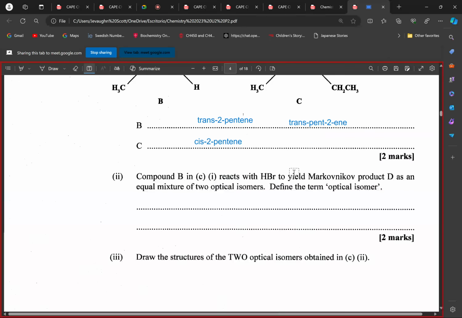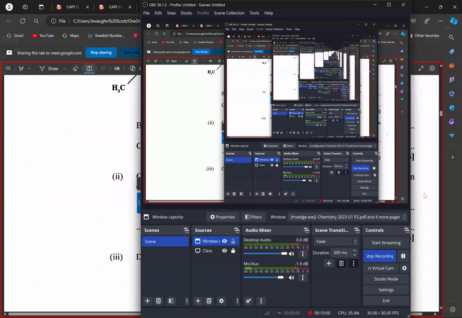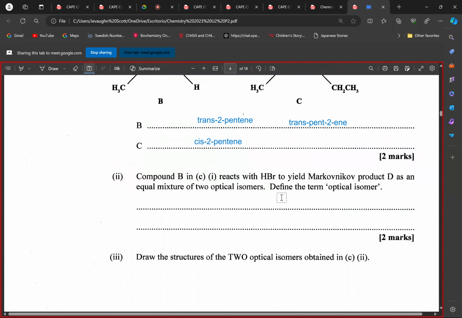Compound B reacts with hydrogen bromide to yield the Markovnikov product D as an equal mixture of two optical isomers. Define the term optical isomer. What is an optical isomer? Guys, what's an optical isomer?